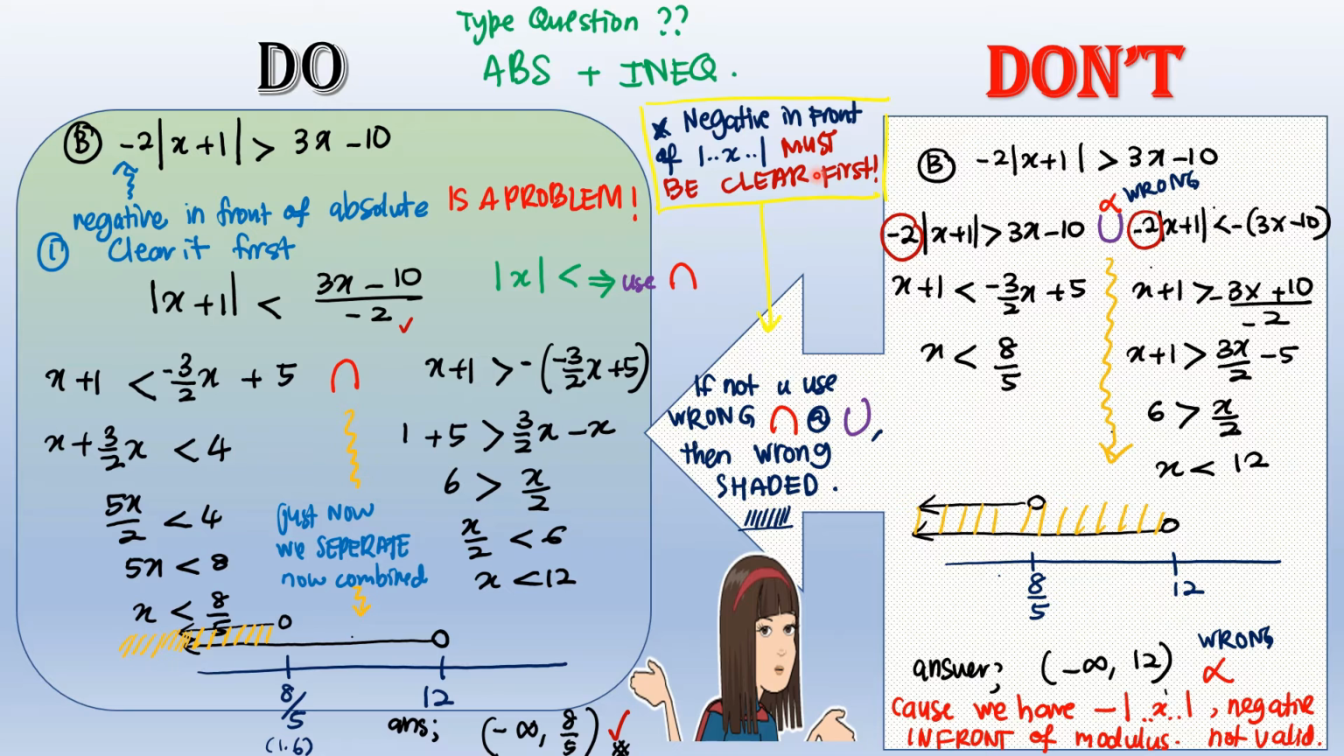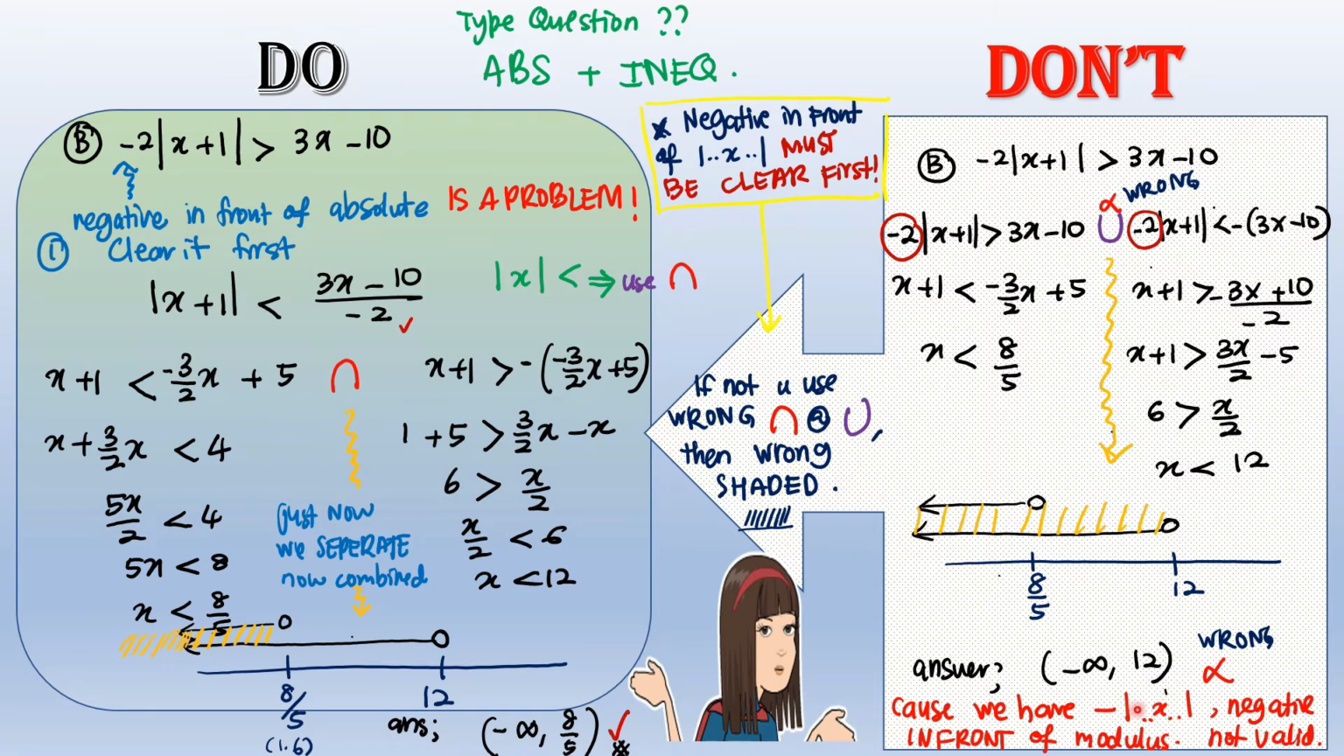Alright, next look at what you shouldn't do. You have the equation and you directly use the usual approach: you put one on the left and one on the right, and reverse the sign here. This is the usual thing we did, right? So you calculate here, you calculate here, and we get x less than 12, x less than 8/5. Because you decide to use this one, it's modulus x greater, so you use union, and that means we include all of them. But our answer is wrong.